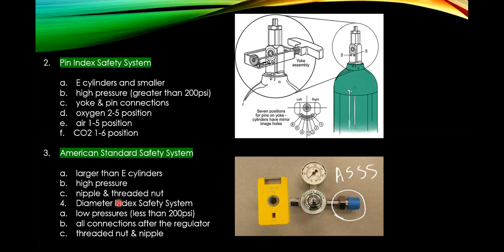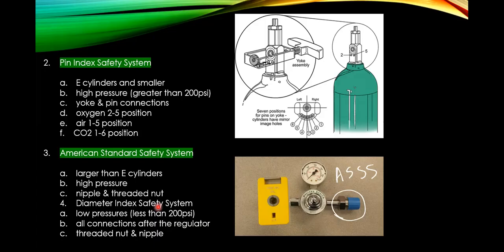Oh, and this, for some reason, this didn't get highlighted, guys. So this is the next one, right? I'm gonna have to fix this. But look right here. The diameter index safety system is the 4th one. See how it says number 4 right there? For some reason, it got put in for the PowerPoint, but I'll fix that. But number 4, the 4th safety system is the diameter index safety system. That's known as the DISS. The DISS. And that's just simply all of the connections after the regulator.